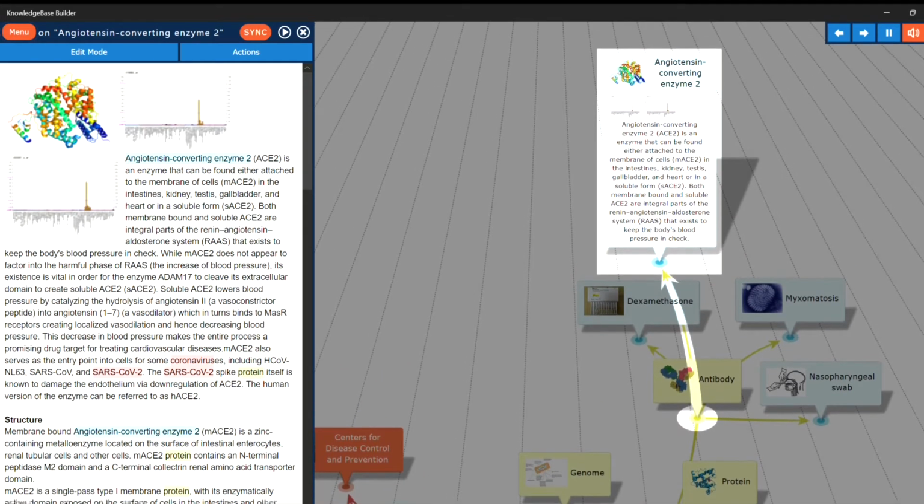Angiotensin converting enzyme 2. Angiotensin converting enzyme 2, ACE2, is an enzyme that can be found either attached to the membrane of cells, mACE2, in the intestines, kidney, testis, gallbladder, and heart, or in a soluble form, sACE2. Both membrane-bound and soluble ACE2 are integral parts of the renin-angiotensin-aldosterone system, RAAS, that exists to keep the body's blood pressure in check.